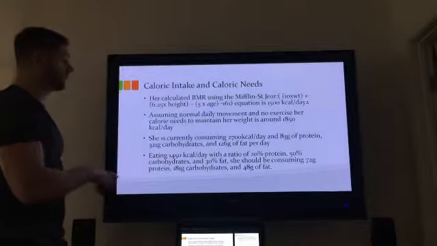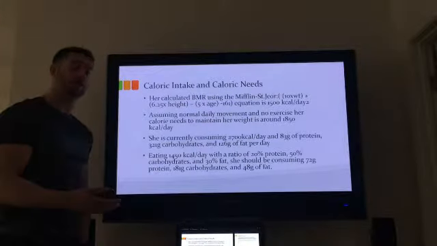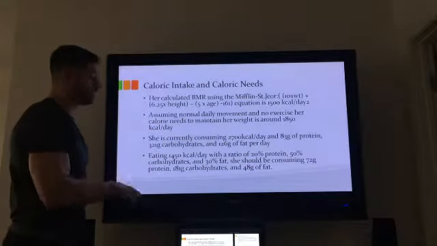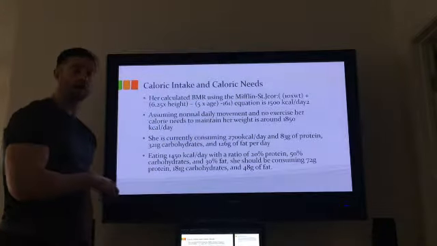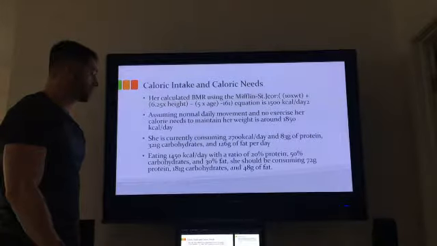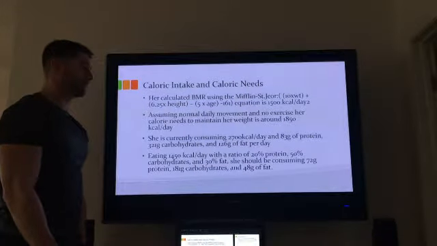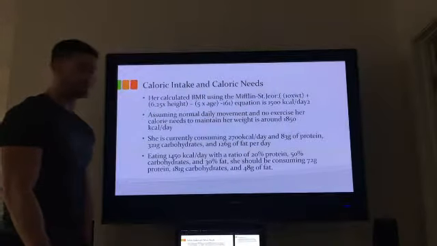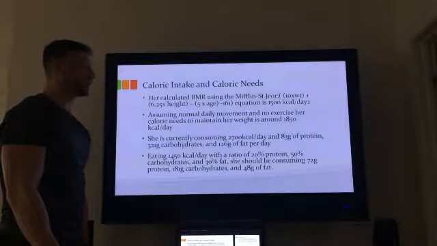When she's eating 1,450 calories, which is around the calorie deficit level that we want her in, based on her 1,850 for maintenance, this will put her in a healthy 400 calorie a day deficit. She's going to have a ratio of 20% proteins, 50% carbohydrates, and 30% fat. She should be consuming at around 72 grams of protein, 181 grams of carbohydrates, and 48 grams of fat.